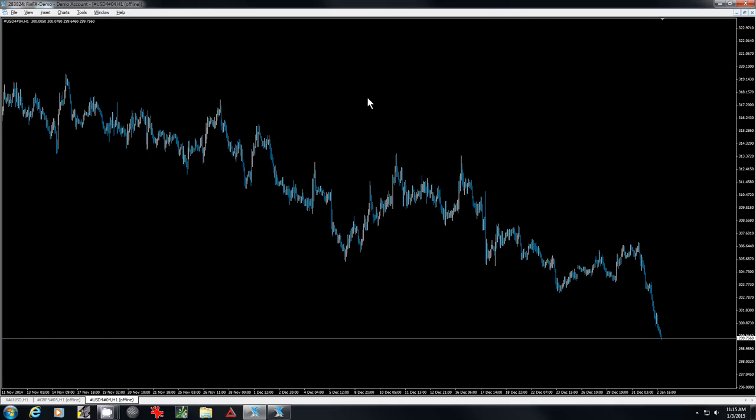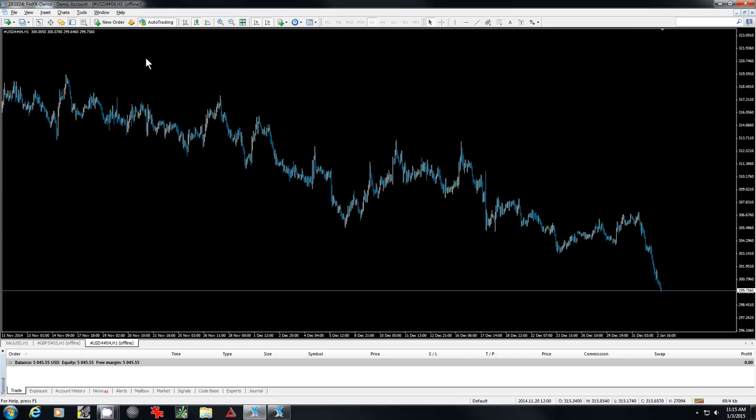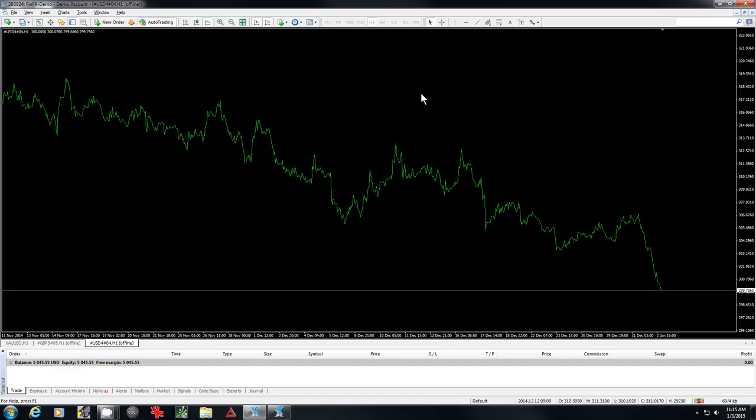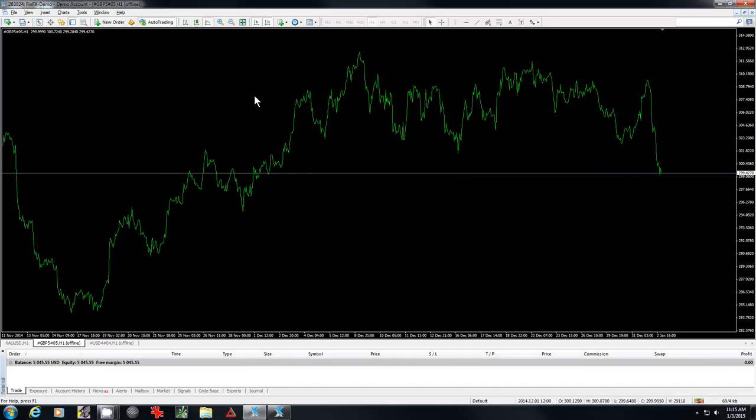Now, a lot of times it makes it easier to see what's going on if you change to a line chart. It gives you a little bit better idea of what's going on. You can see where it's been. Same way with this one here, we'll go up to a line chart on it. And as you can see right now, this one looks like we may be into some area of support here.